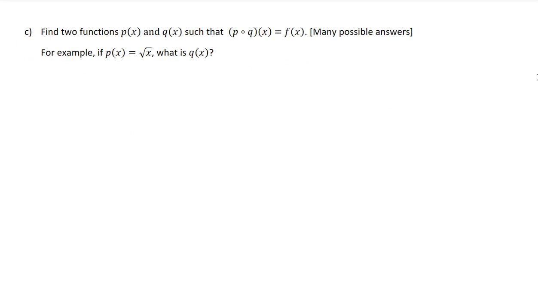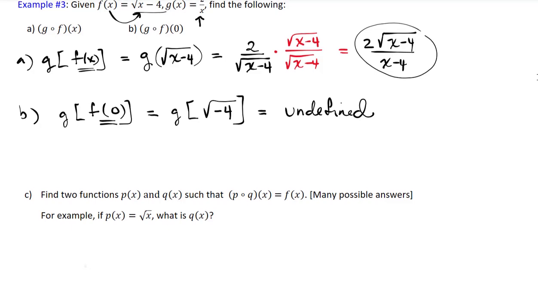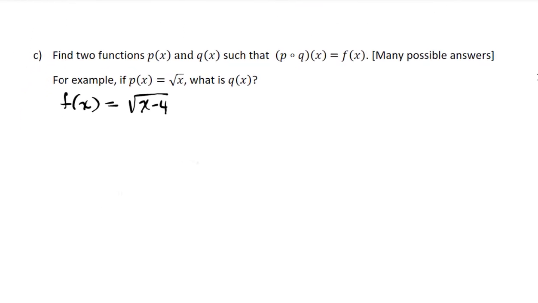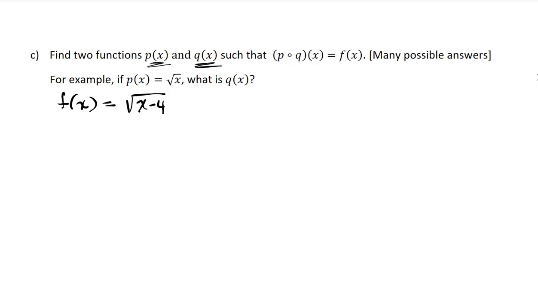Now let's consider part C of the problem. Find two functions, p of x and q of x, such that the composition p circle q is the function f of x. Let's recall what f of x is from the original problem. f of x here is defined as the square root of x minus 4. So f of x is a composition of two functions, p and q, so that when we evaluate p circle q, we'll end up with the function f of x.